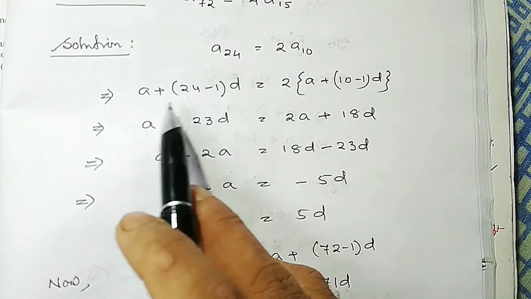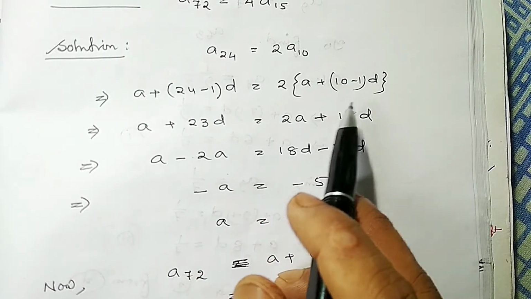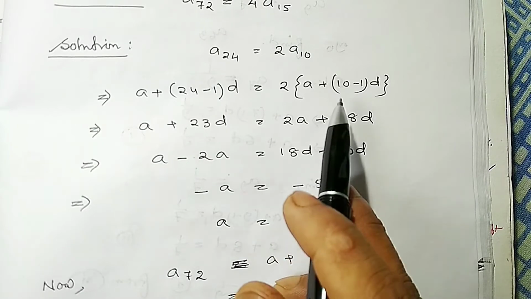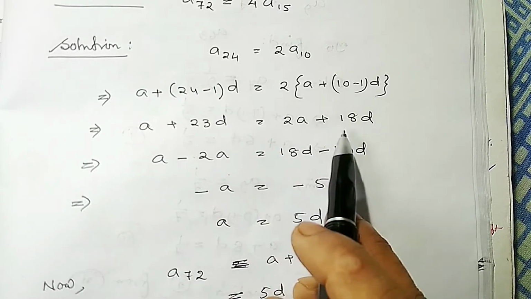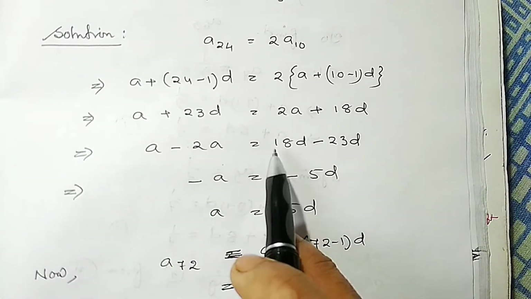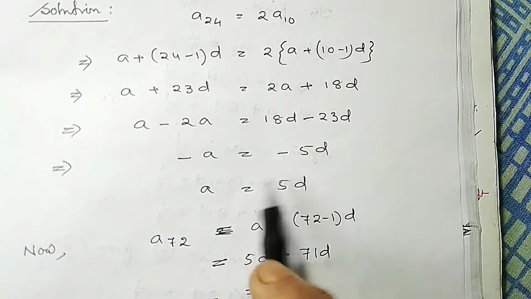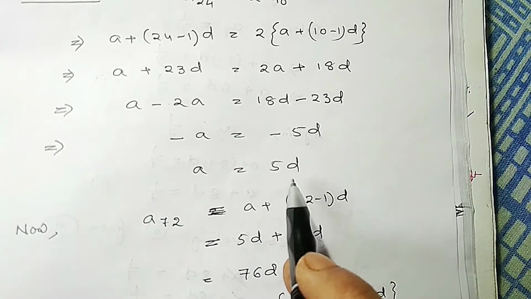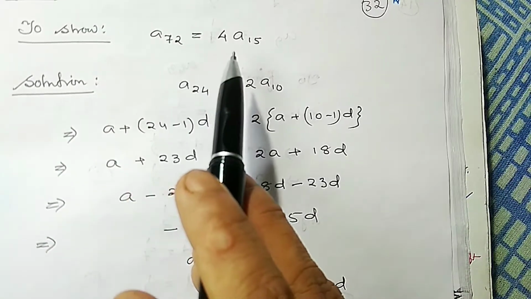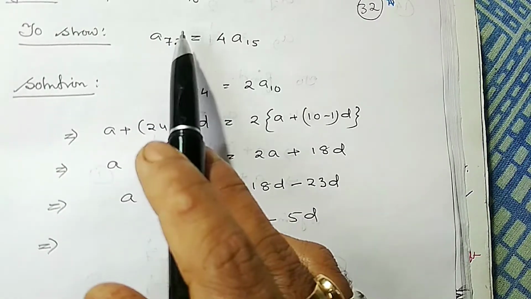We know the formula: A plus (n minus 1) into D equals twice A plus (10 minus 1) into D. A plus 23D equals twice A plus 18D, since 10 minus 1 is 9, and 2 times 9 is 18D. A minus 2A, 18D minus 23D, from here you get minus A equals minus 5D, that means A equals 5D. Now we are to prove A72 equals 4 times A15. We have to show that these two are equal. So let me calculate this one first, then this one.